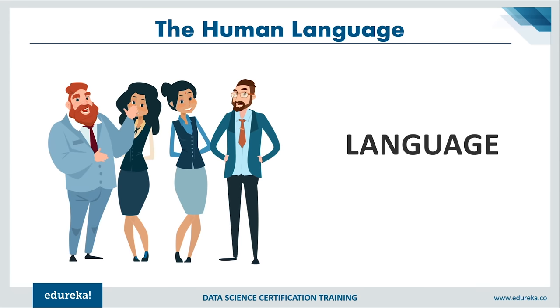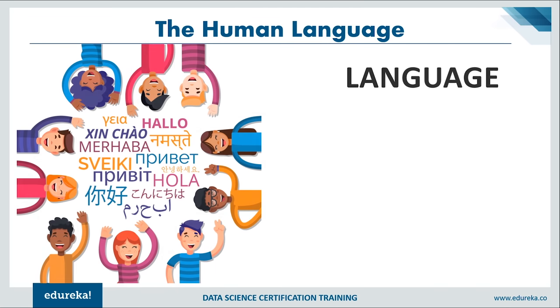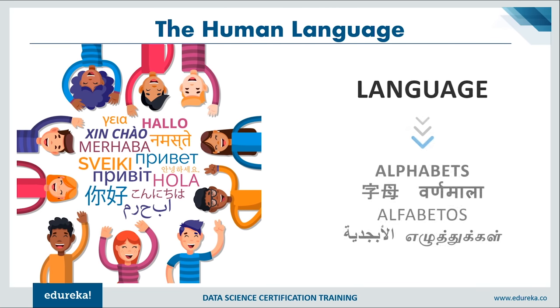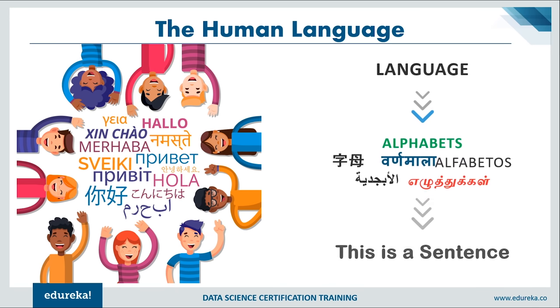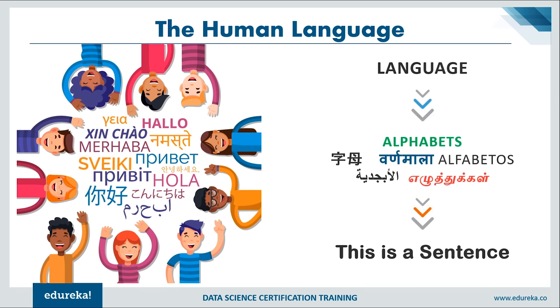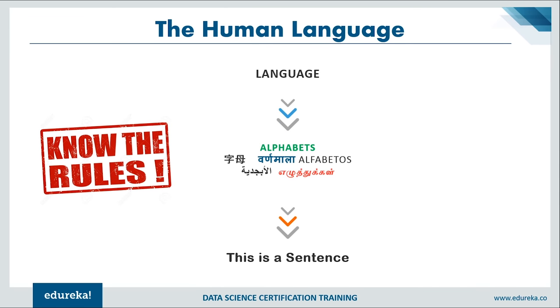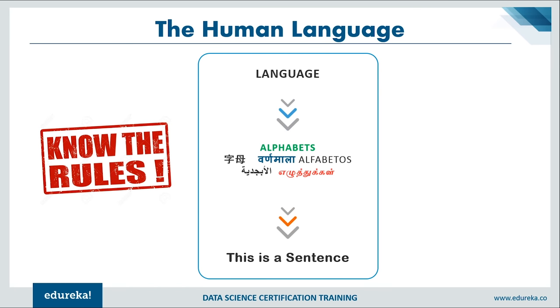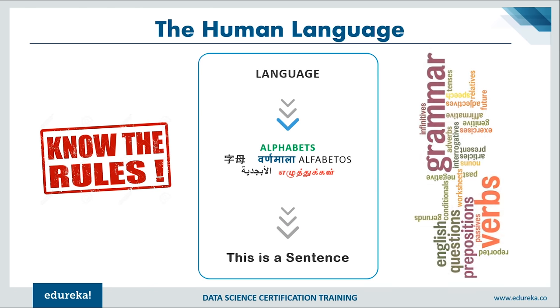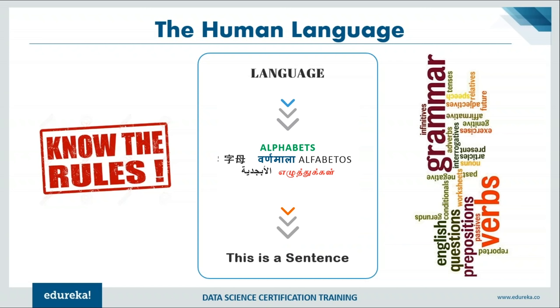However, many such standards came up, resulting in many languages, with each language having its own basic set of alphabets, combinations of alphabets, which were known as words, and combinations of words which were arranged meaningfully, which became the sentence. Now, each language has a set of rules based on words that are combined to form these sentences. These set of rules are nothing but what we call grammar. Now, I'm not going to take any more time explaining grammar.